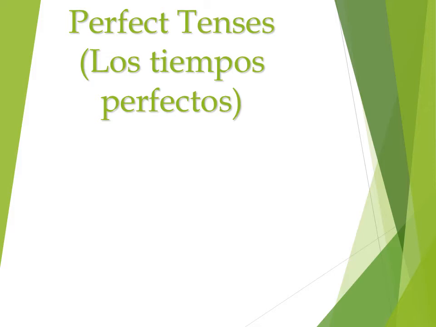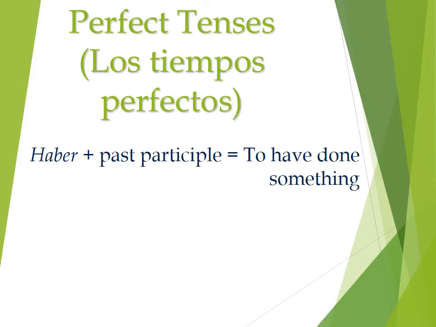Hello, class, and welcome to today's lesson on the perfect tenses. The perfect tenses. What are these things, you may be asking? Well, let me give you an example, starting in English. You're going to use the verb to have to say you've done something. So, not have in the sense of possessing, like, I have a pet sloth. No, I have eaten, for example.